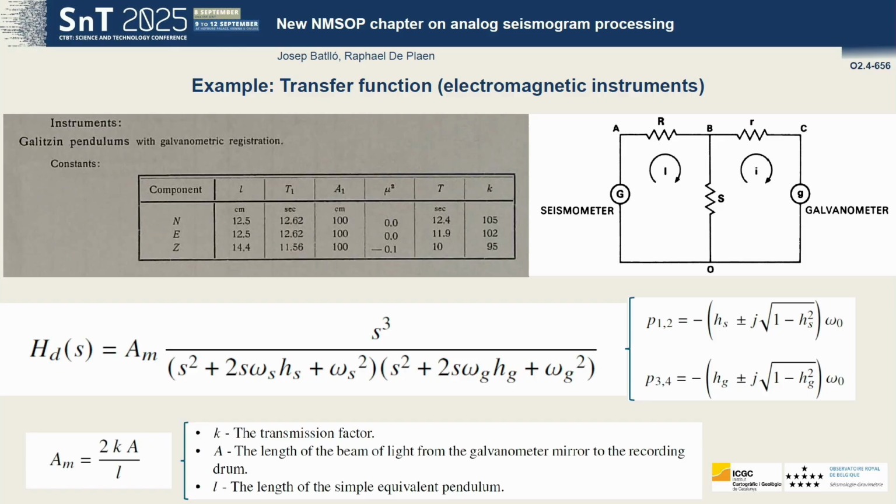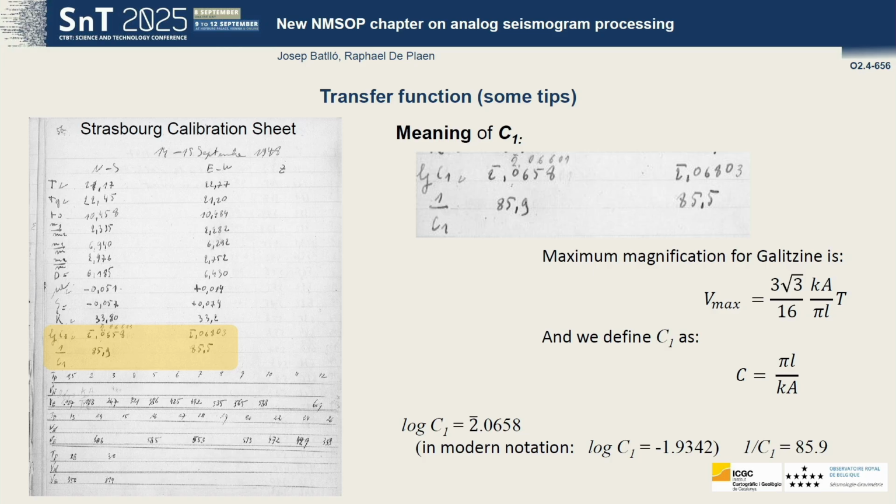The A is just the length, the distance between the galvanometer and the mirror, so easy as this, when you know. And the L is the length of the simple equivalent pendulum, but also is a value given in the bulletins, and other things that I'm not going to stop on. In the case of the Galitzin, this amplification is just this value. Okay, but you find other types.